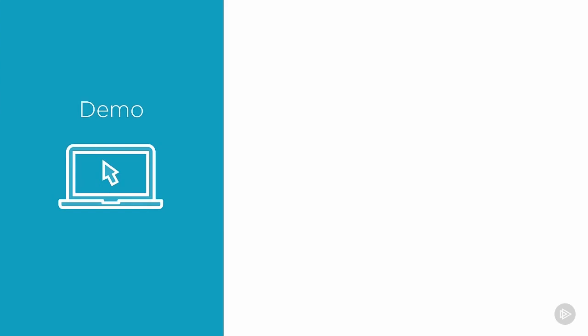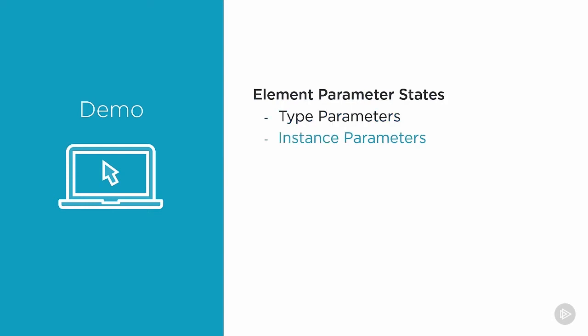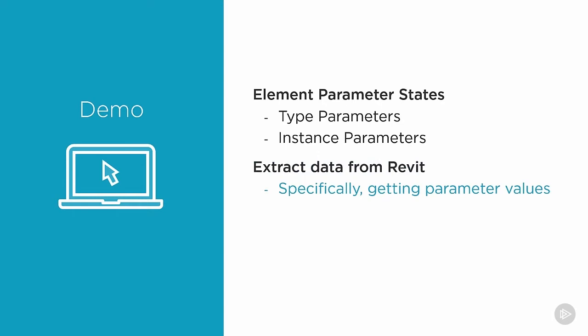So in this demo, we're going to go ahead and cover element parameter states. This includes type parameters, instance parameters as well. We're going to start off with instance parameters and then have a discussion on type parameters. We're going to look at how to extract this data from Revit. So we're going to begin to look at how to get those parameter values. We're going to look at the logic behind the data and cover the data types that we receive from Revit within Dynamo as well.